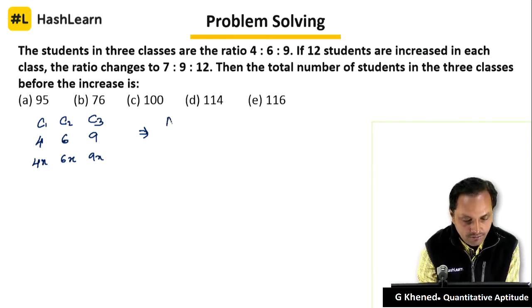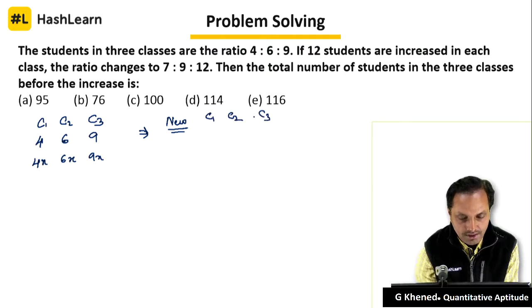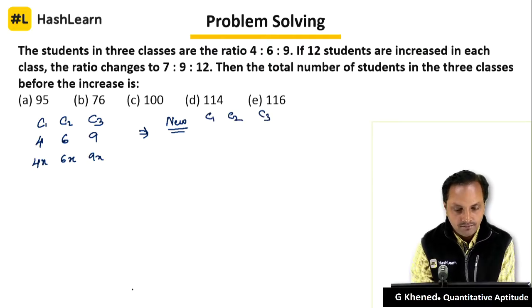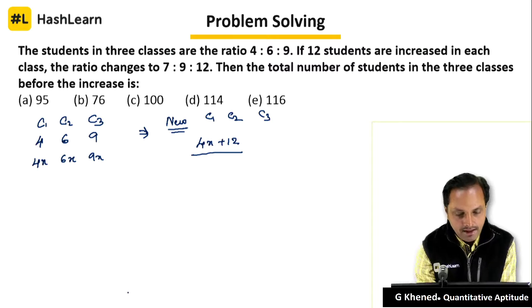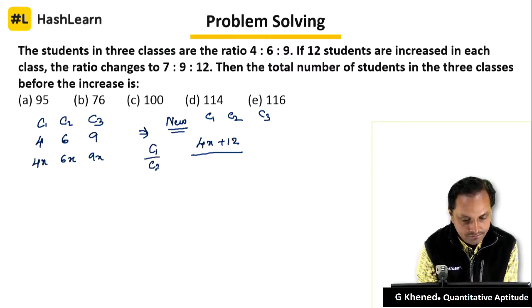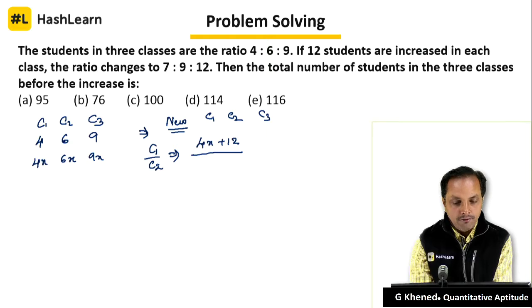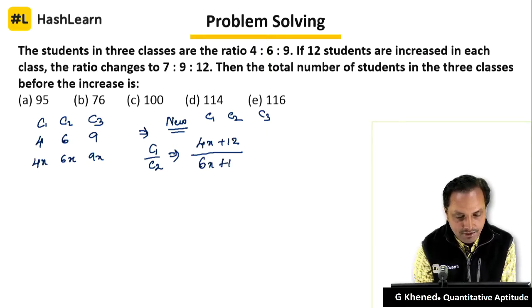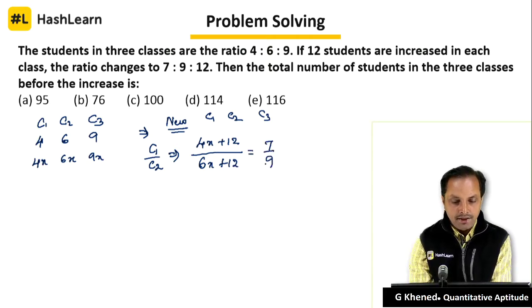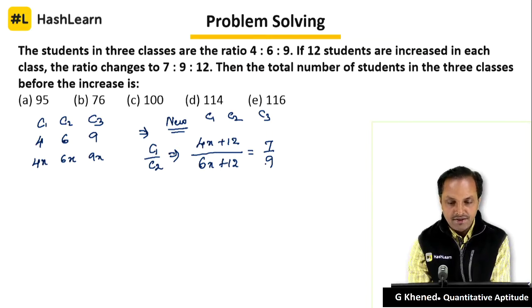So what is the new C1, C2, C3? I will take this as between C1 and C2, 4x plus 12 and 6x plus 12. The new ratio is 7:9 they are telling. So can you cross multiply and get what is x?